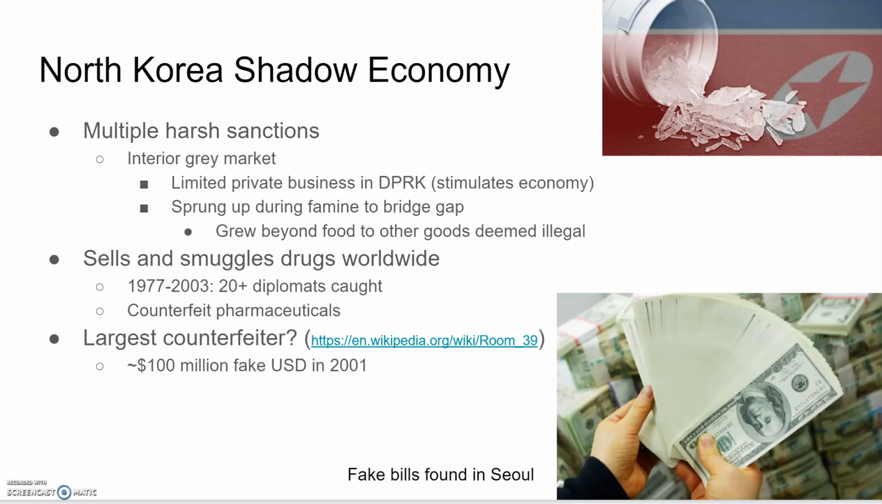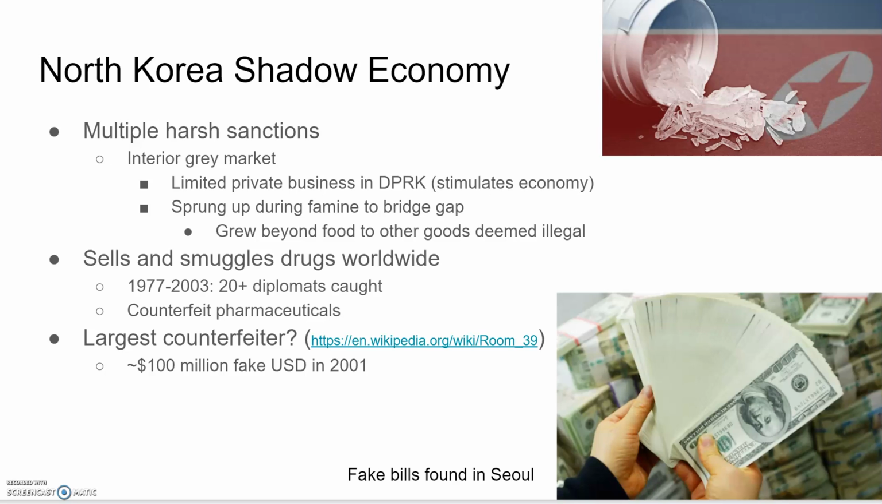Another big weird part of North Korea's economy is they sell and smuggle drugs. So between 1977 and 2003 alone, over 20 diplomats were caught selling drugs. They actually were kind of forced by other party members to sell these drugs around the world to kind of, I guess, subsidize their own living wages and to kind of bring in money for the rest of the country.